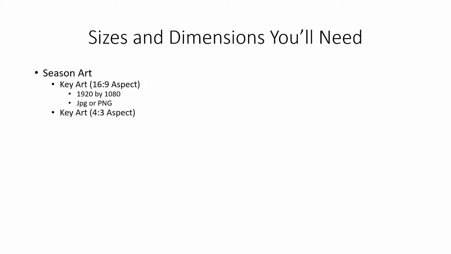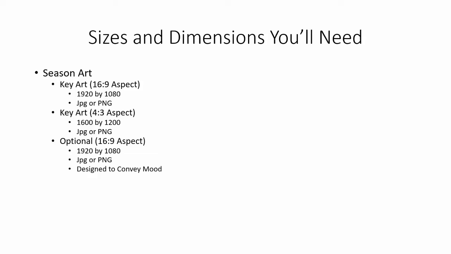Now, there's key art that you'll need to create that is also a 4 by 3 aspect ratio. That'll need to be 1600 by 1200, JPEG or PNG. And there is an optional file that you'll want to upload that's a 16 by 9 aspect ratio. It's 1920 by 1080, JPEG or PNG, and this is going to be a background image. It's only going to appear on the devices in order to convey mood.